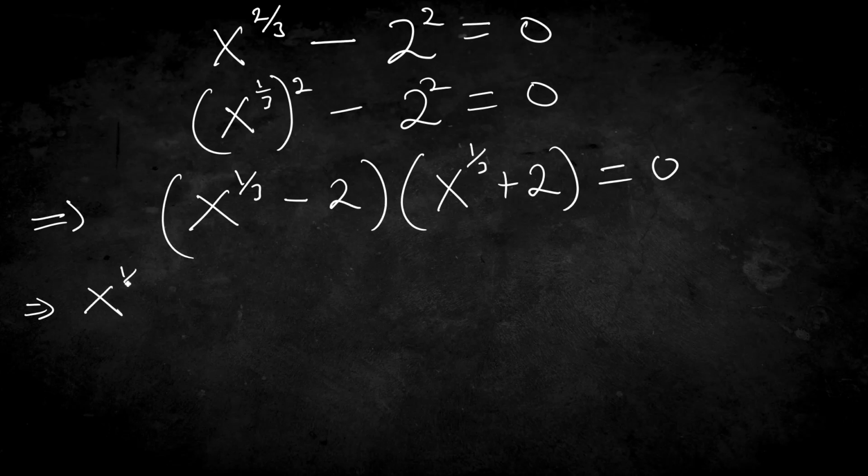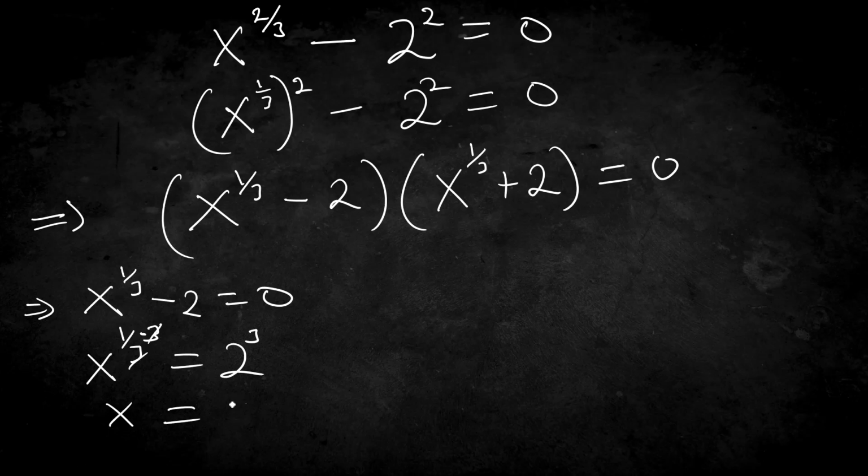x raised to 1/3 minus 2 equals 0. So x raised to 1/3 equals 2. So multiply each power by 3. So this side will go, x is 8.